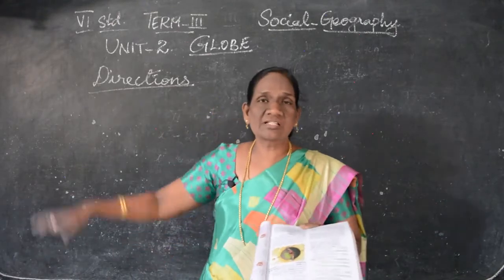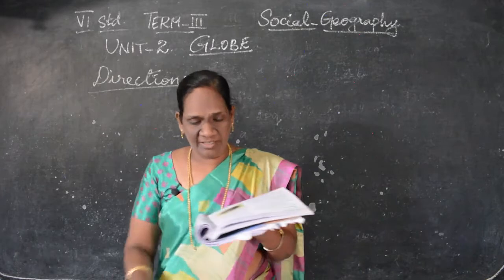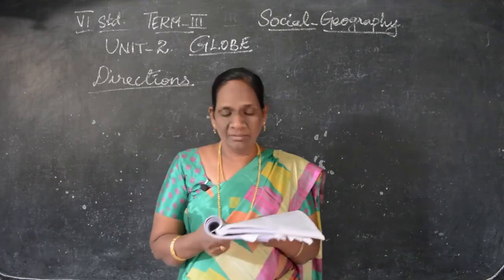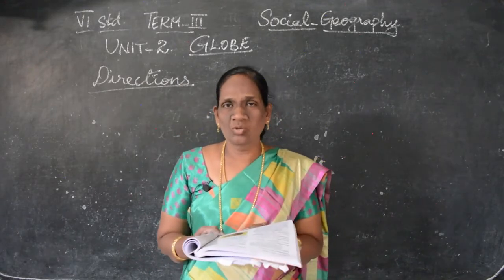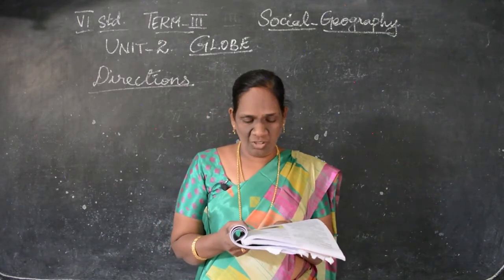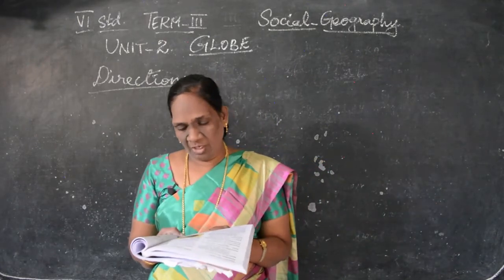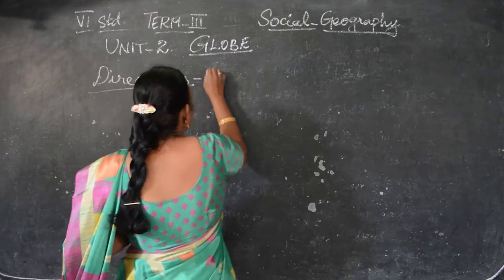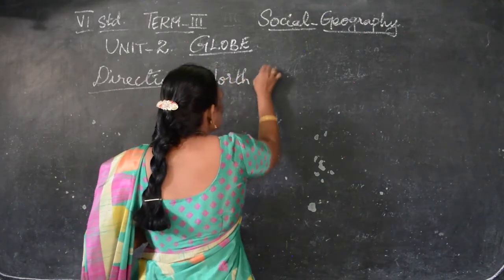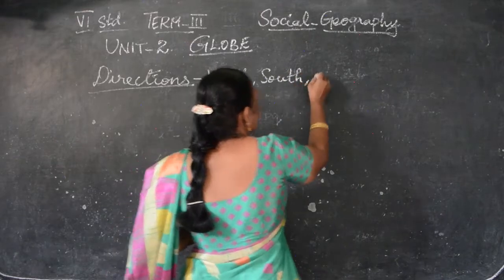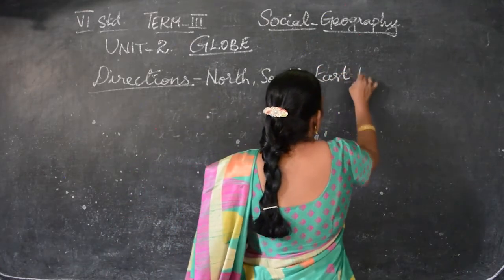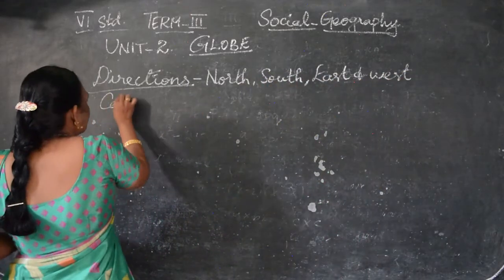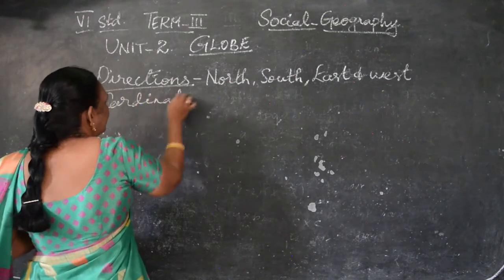Okay, and if we stretch our hands, the left hand points towards the north and the right hand shows towards the south. So these are all the directions we know. So what are the directions? North, south, east and west. These are all called cardinal directions. Say all of you, cardinal directions.